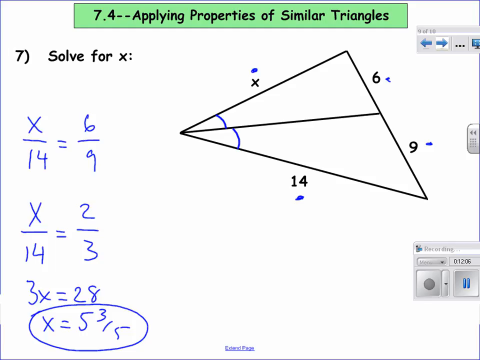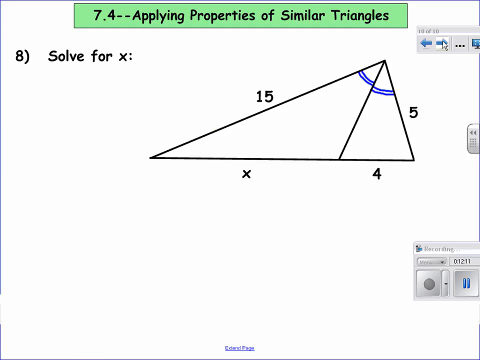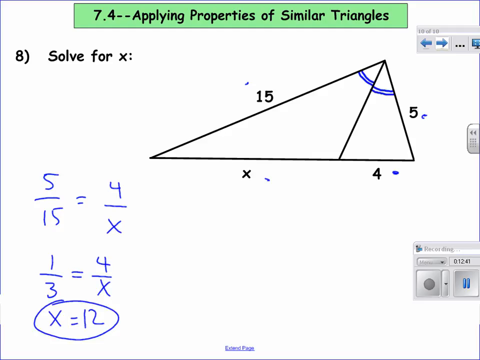Last couple here, actually the last one. There's not much more to this. The last guy here, we've got a very similar picture. Only difference is our x is on the end piece now. So let's start here and go 5 is to 15, as I go in the same spot, 4 is to x. Make our math life simple here. 5 over 15 is 1 over 3. So x is 12.